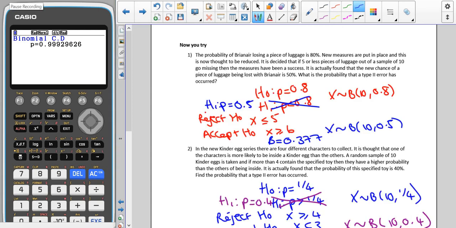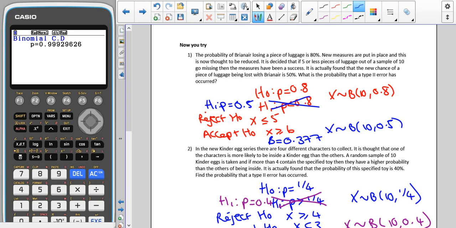So hopefully you paused the video and gave the Now You Try questions a go. For the first one here, we've got the probability that Brian Air loses a piece of luggage is 80%. New measures are put in place and this is now thought to be reduced. So if we were doing a hypothesis test on this, our H0 would be that P was 0.8. Our H1 would be that P was less than 0.8.